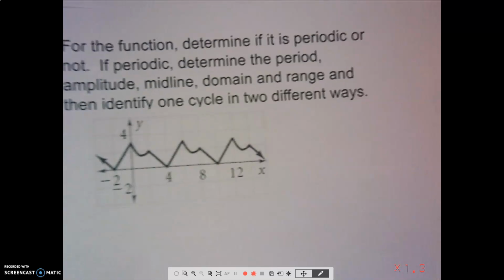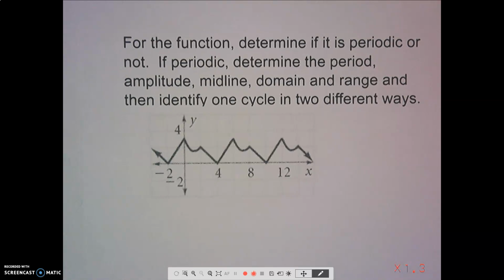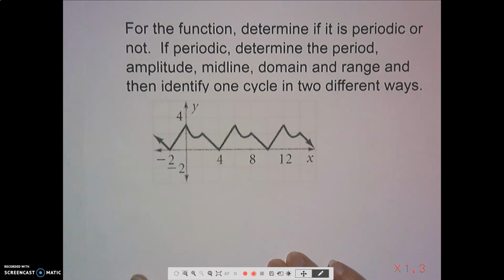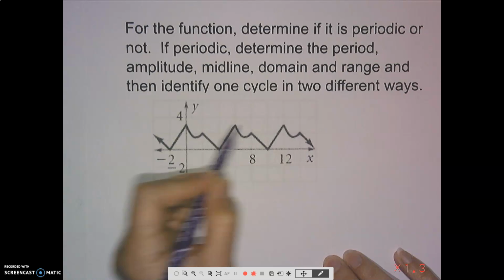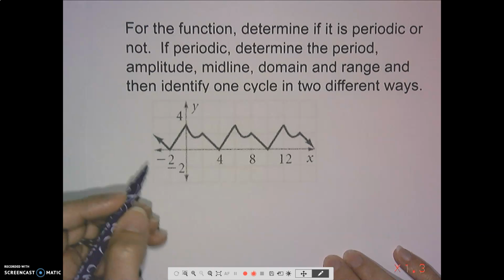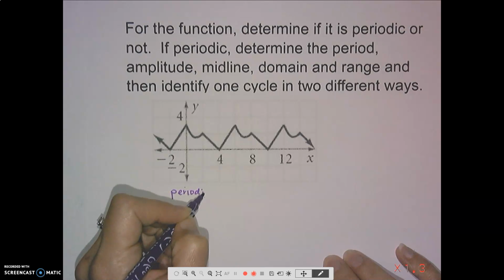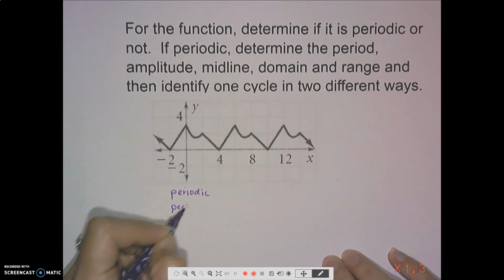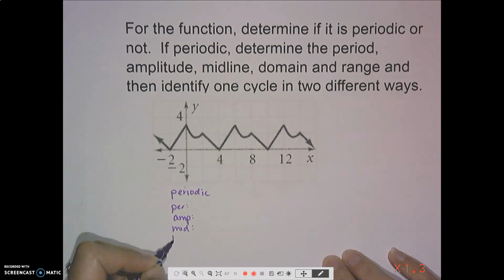Okay, let's take a look at this one. So here's this graph. We have to figure out if it's periodic or not, and then find all the stuff if it is. So this one is periodic because the top of this is staying consistent and the bottom of this is also staying consistent, and I can copy and paste over and over again. So this is periodic. We need period, amplitude, midline, domain, range, and then cycle.